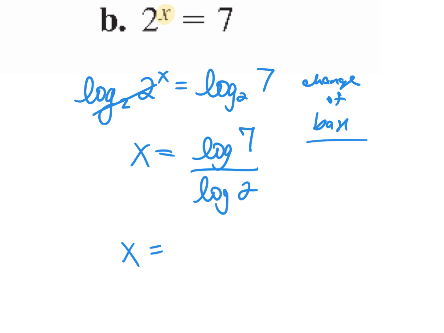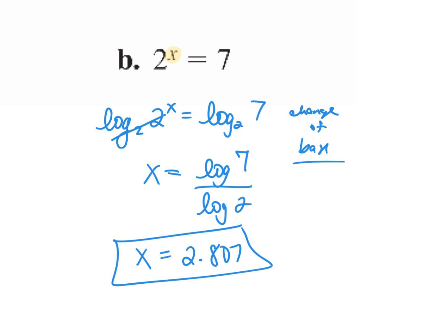3 point... 2... Okay, guys, say it, articulate. What is it? 2.807? 2.807. Thank you. Now, what can I do with that?